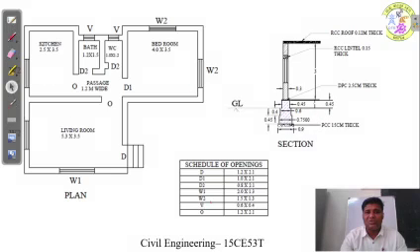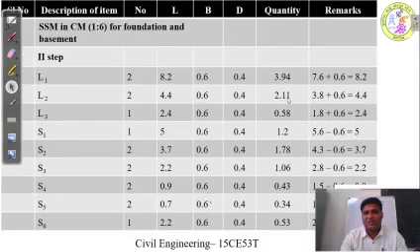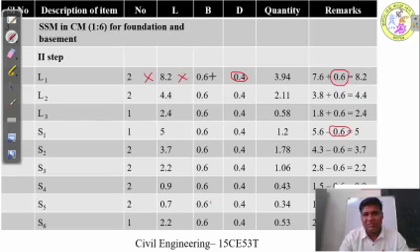So I am going to replace the width: 7.6 plus 0.6 for long walls and minus 0.6 for short walls. And the depth is 0.4 meters. So for L1, 2 into 7.6 plus 0.6, 8.2 meters is the length, multiplied by the width, and the depth is 0.4. So I am going to get 3.94 cubic meter as the quantity for the wall L1.